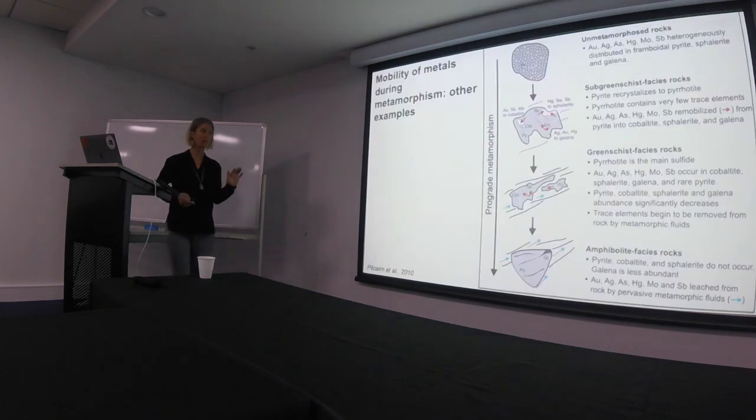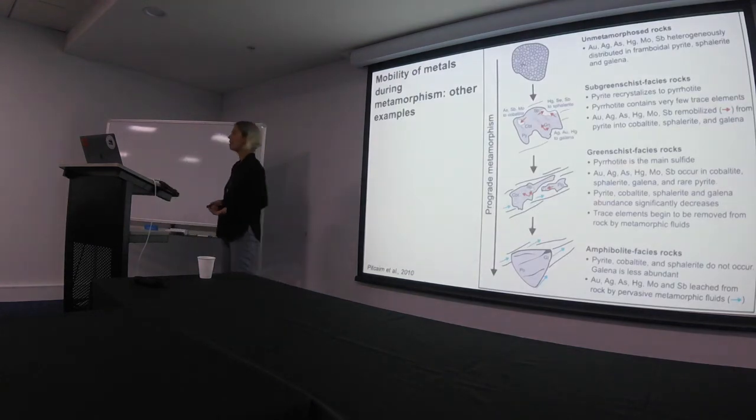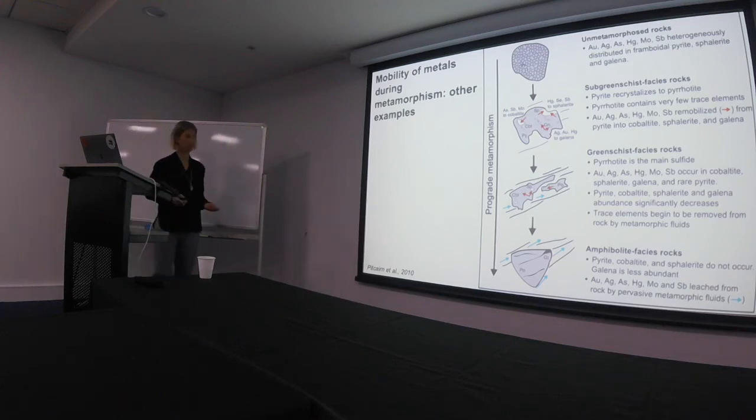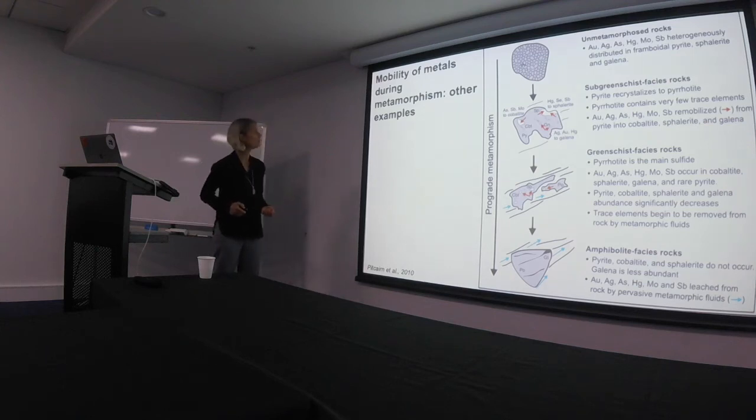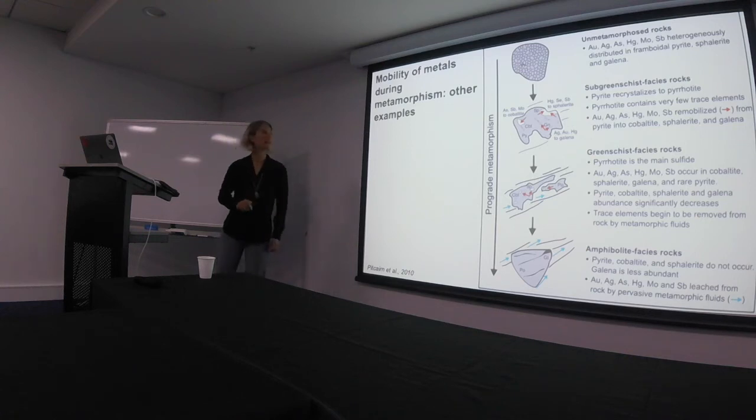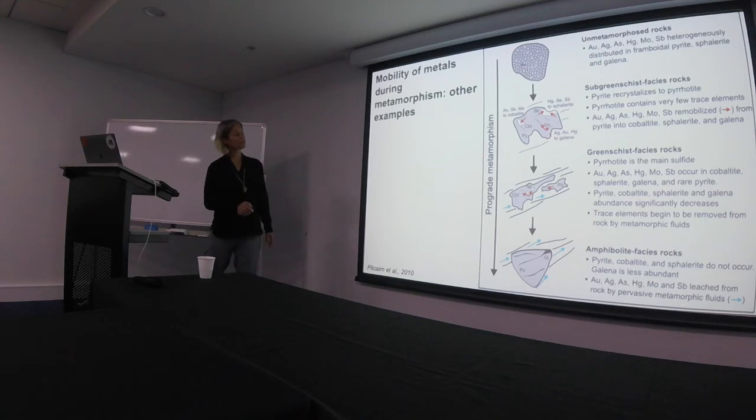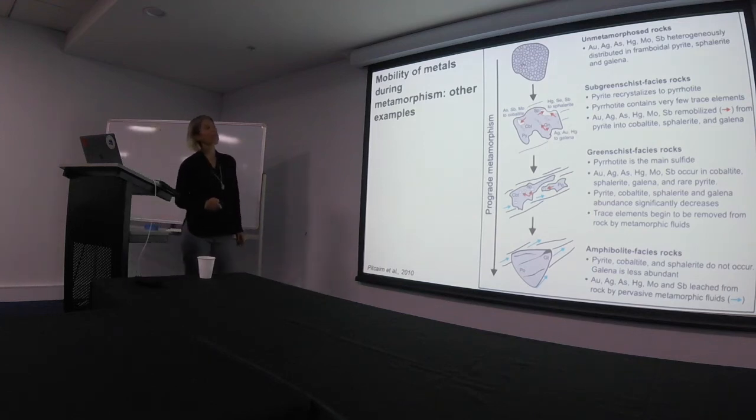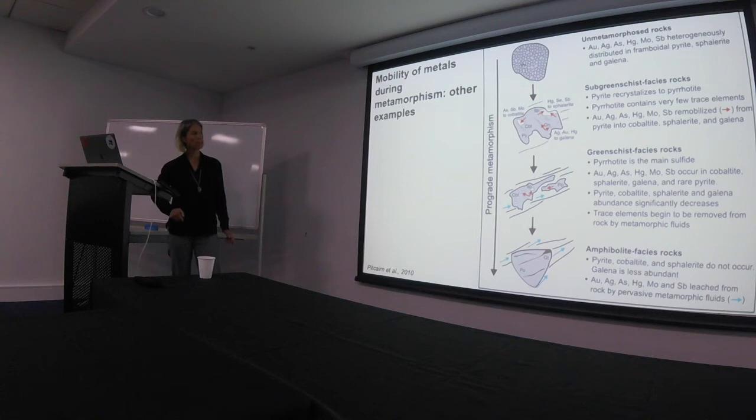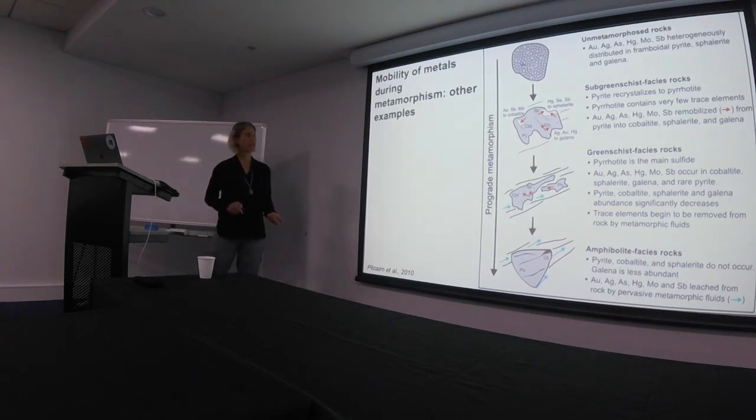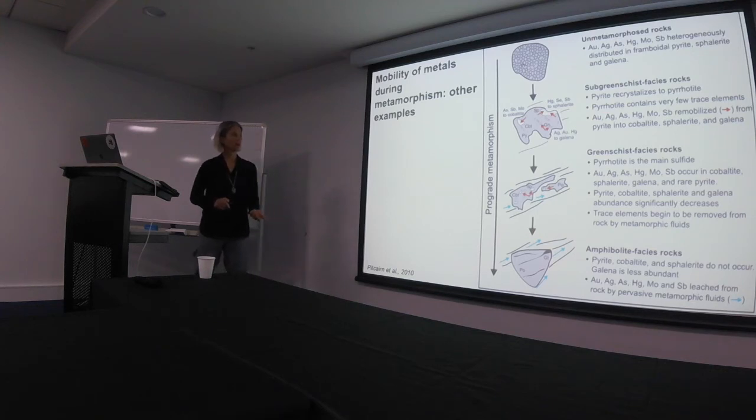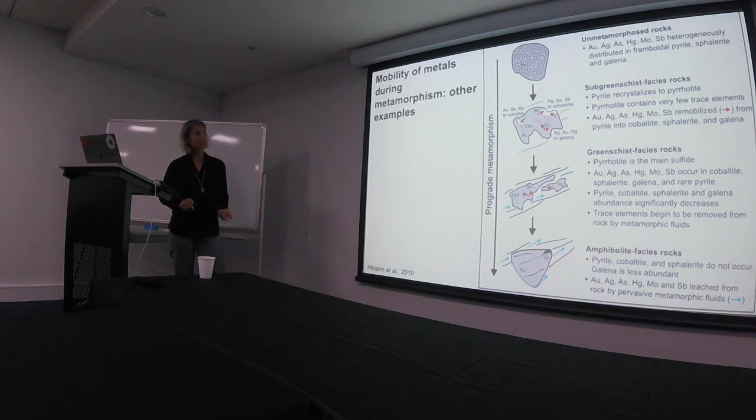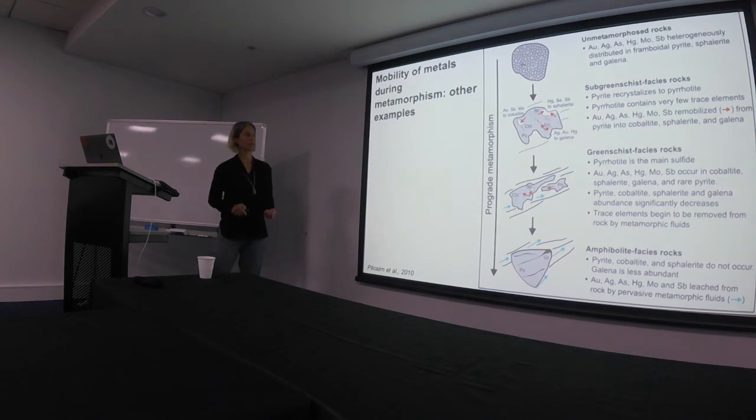Now I'll try to show you a few examples in different chemical systems where we might also have the same processes. First of all, to show you some examples that metals can be mobile during metamorphism. This is an example of prograde metamorphism in the Otago schist in New Zealand, with an unmetamorphosed rock which bears gold, silver, arsenic, mercury, molybdenum and tin. When temperature increases, pyrite recrystallizes into pyrrhotite, and these metals are recrystallized into specific minerals like cobaltite, sphalerite, and galena.